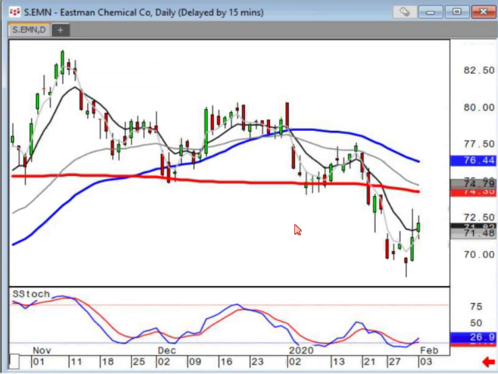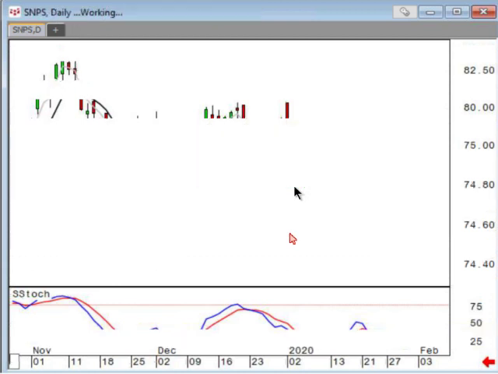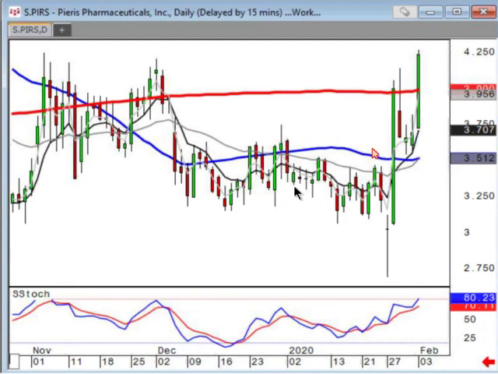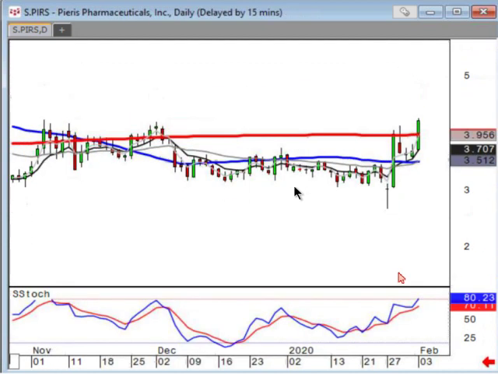EMN, you can get ready to buy this, but I've watched the 200 because that's kind of correlating with your downtrend. Synopsis, if you were short, get ready to cover this short if it opens positive. If it opens positive, you can think about going long. But you definitely need to see bullish confirmation.